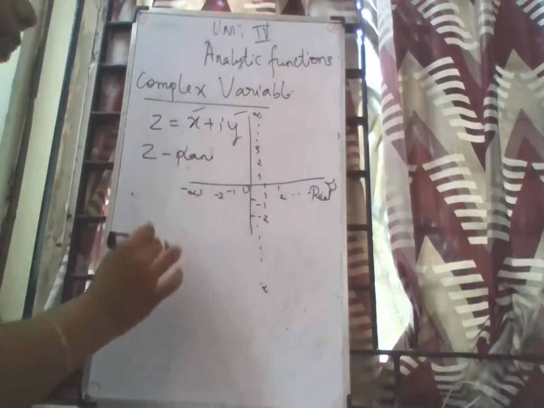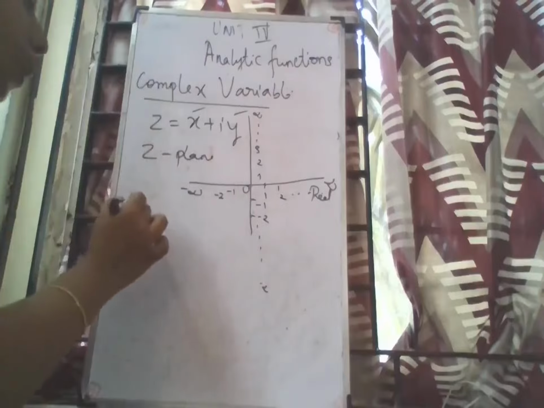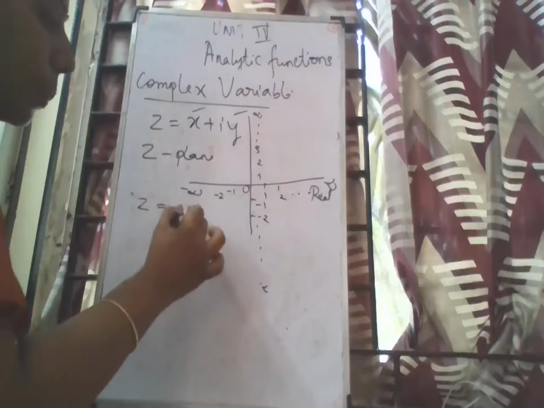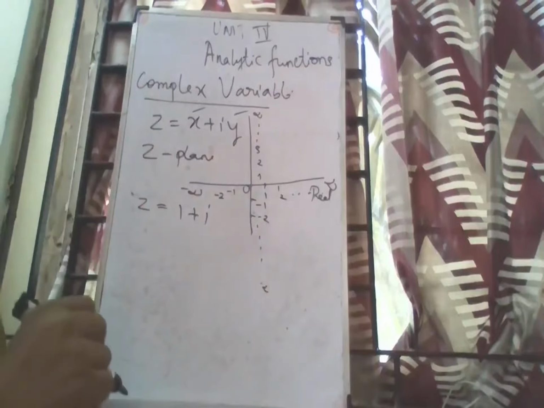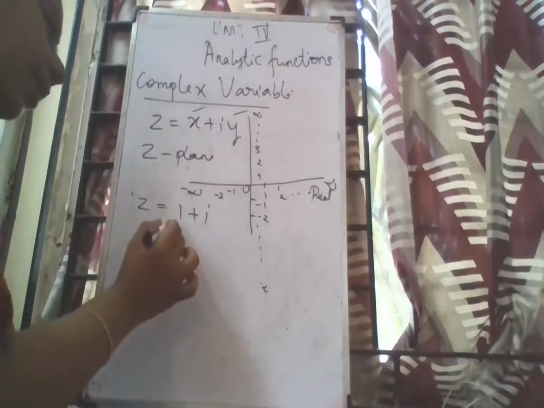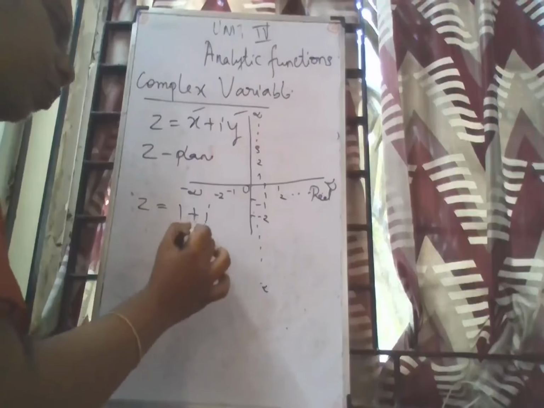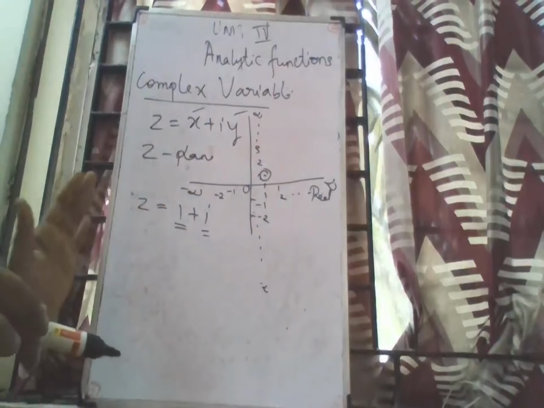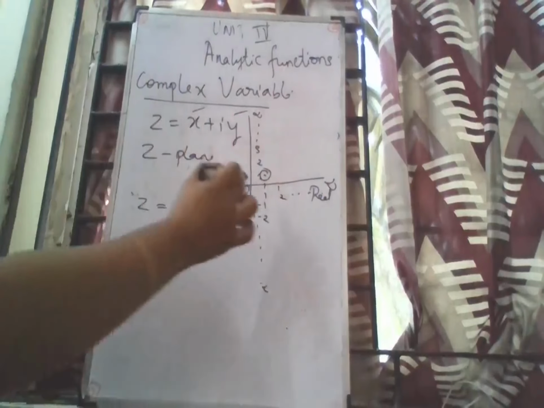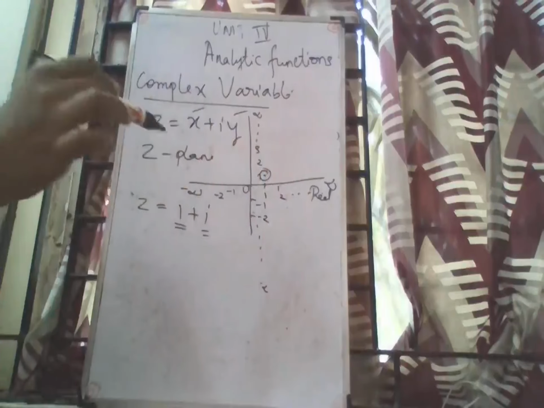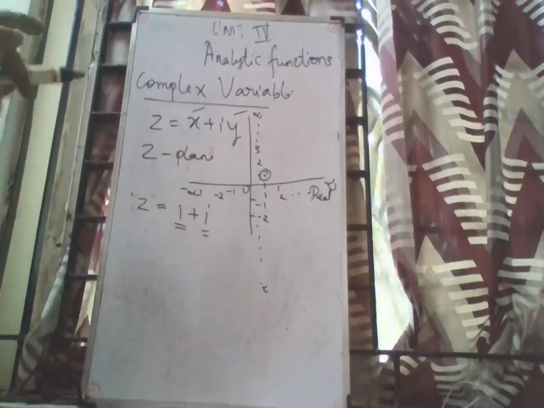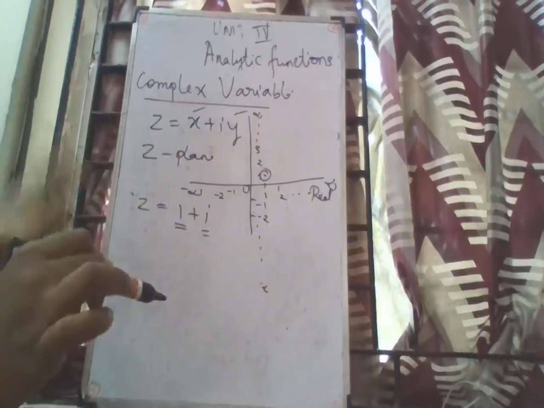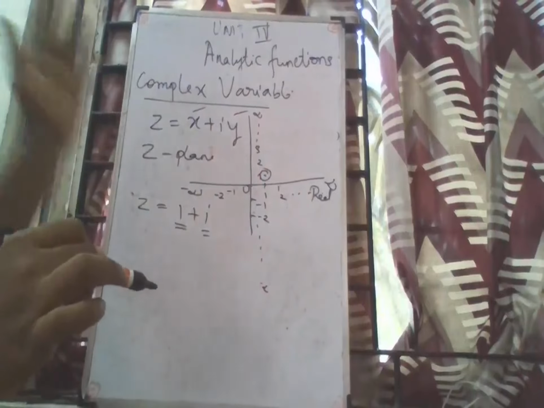So x and y. Say for example, I want to represent z equal to 1 plus i. How to represent this? What is the value of x? 1. The y value is 1, somewhere here. Usually we represent real numbers on the real axis. Just like that, we represent the complex variable in the complex plane like this.